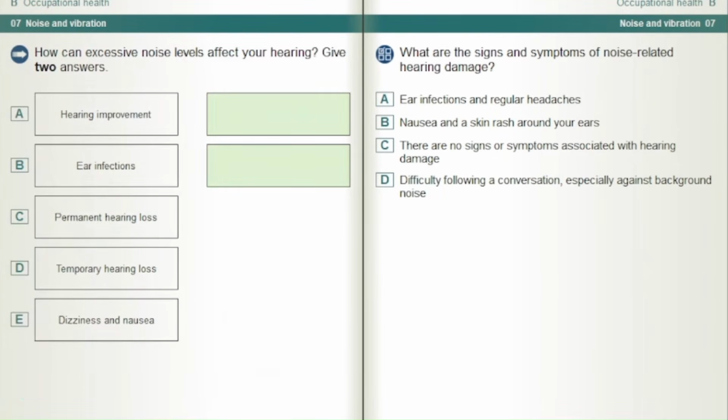How can excessive noise levels affect your hearing? Give 2 answers. Hearing improvement, ear infections, permanent hearing loss, temporary hearing loss, dizziness and nausea.